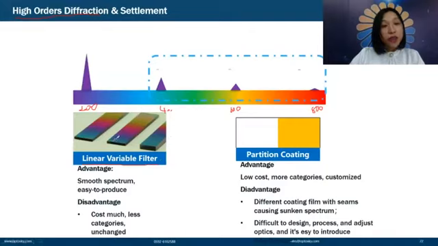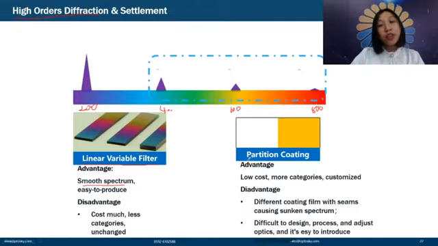The different colors indicate the different wavelengths. The advantage of using LVF is it can export a smoother spectrum, and it's easy to produce. The disadvantage is it's very costly, and it has very few categories to choose from, and it cannot be changed.